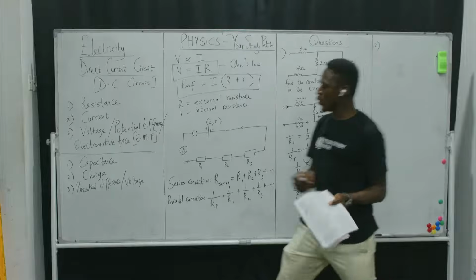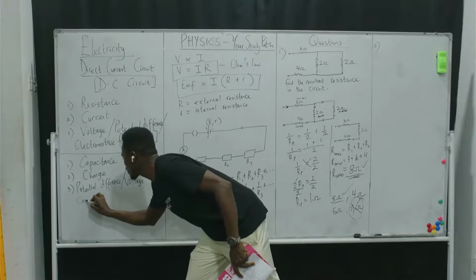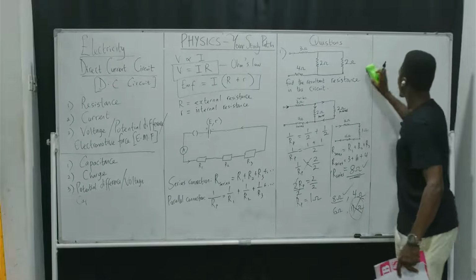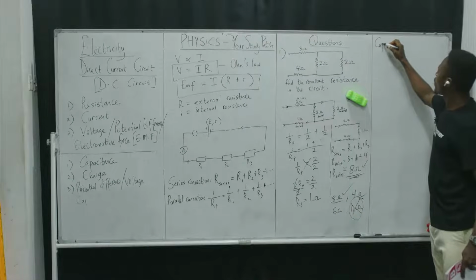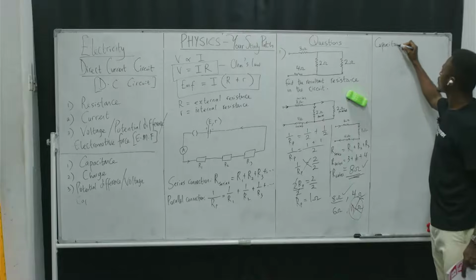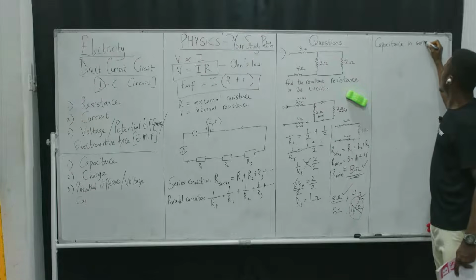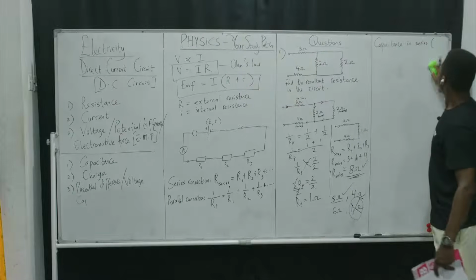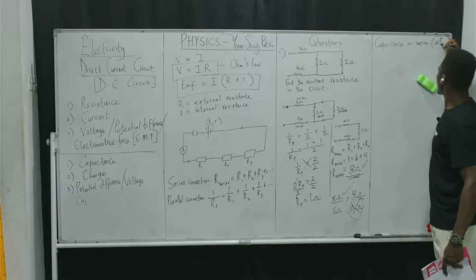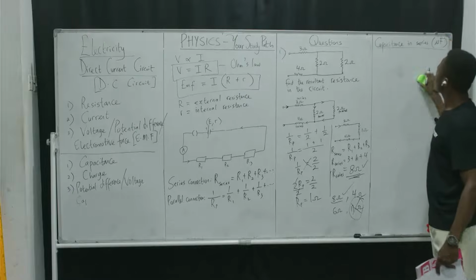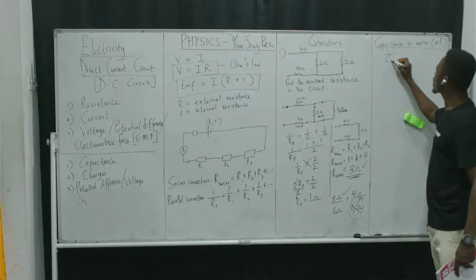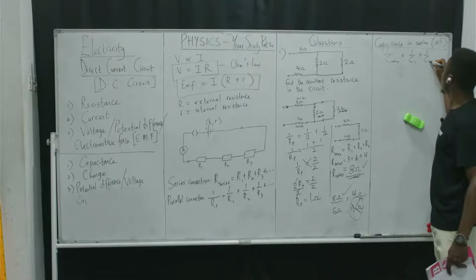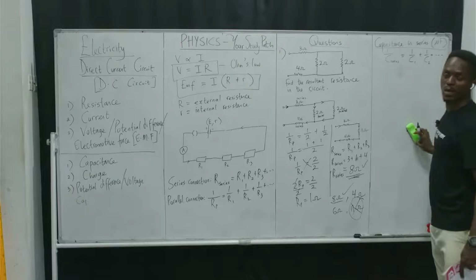For capacitance, we said that capacitance in series connection. And please, this is the symbol for capacitance, farad. Or you might see them use microfarad most times. You have the capacitance in series. We use 1 over capacitance in series should be equal to 1 over C1 plus 1 over C2, depending on how many capacitances we are given.